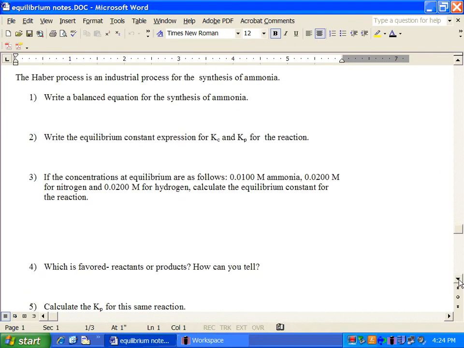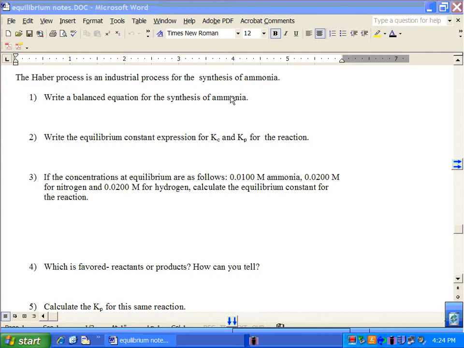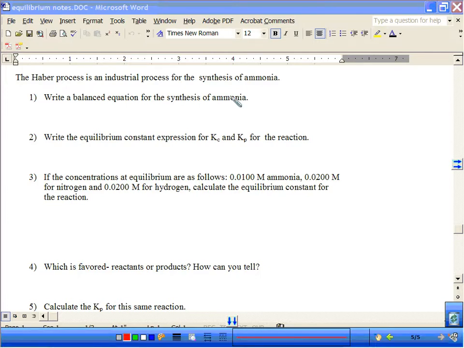The very first problem says the Haber process, which is a real important industry, which is the making of ammonia. It's the second most important thing that's made in the United States. The first one is petroleum. We had to Google that in class the other day, but ammonia is the second most.